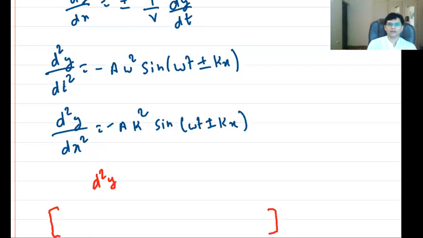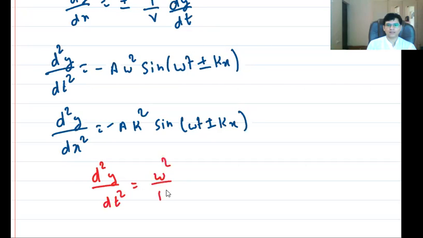यहाँ पे डिवाइड कर दो तो क्या आएगा, d square y by dt square is equal to, टेल मी, omega square by k square into d square y by dx square, है ना? एंड omega square by k square क्या होता है, बताओ, व्हाट इज omega square by k square?